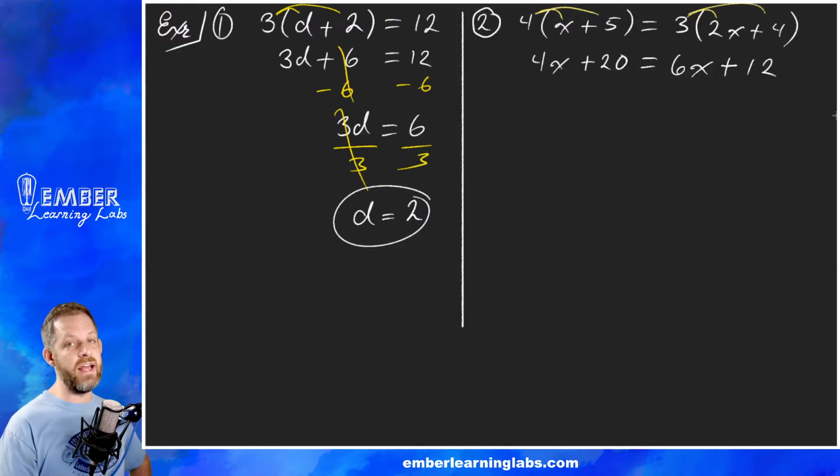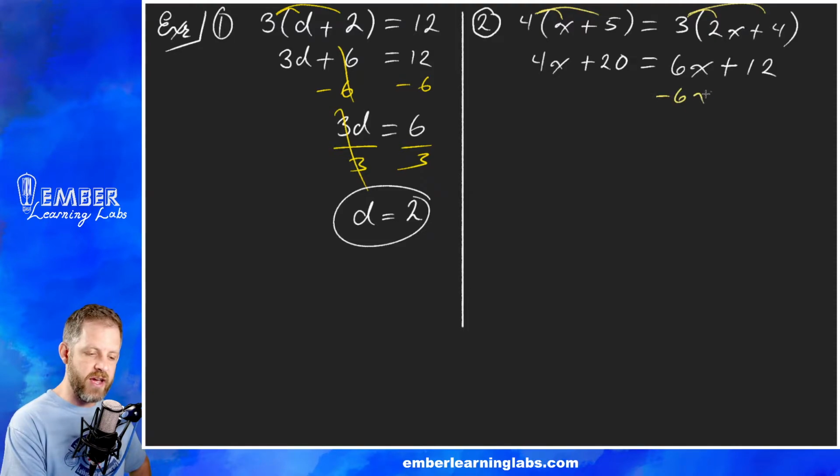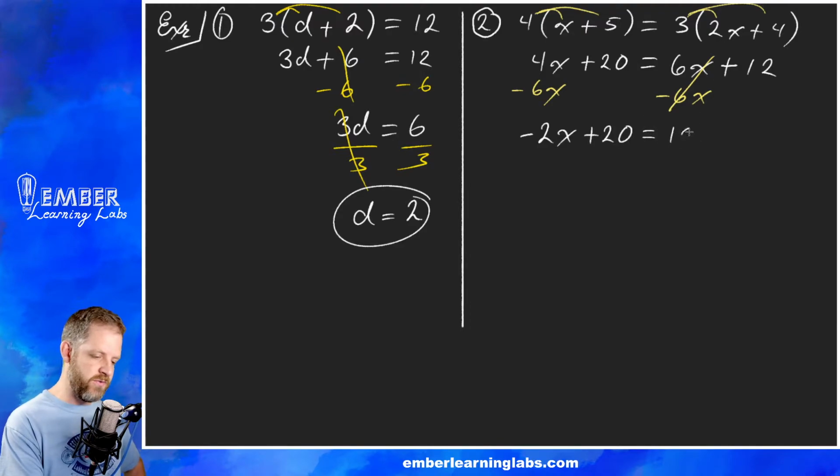Now, we've got variables on both sides again, right? We want to get our variables together. So what we're going to do is bring this 6 over with his friend. Since he's positive, we're going to subtract 6x from both sides. These cancel, leaving us with a negative 2x. Going to bring down plus 20. Bring down equals. Bring down the 12. Now we're down to a two-step equation. Just as easy as falling off a log.